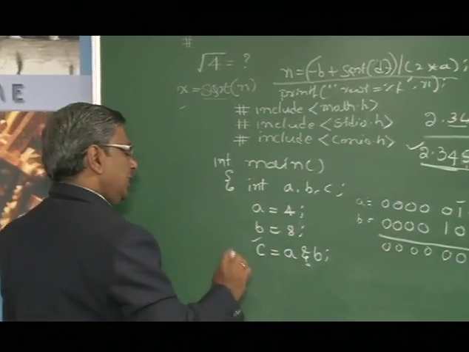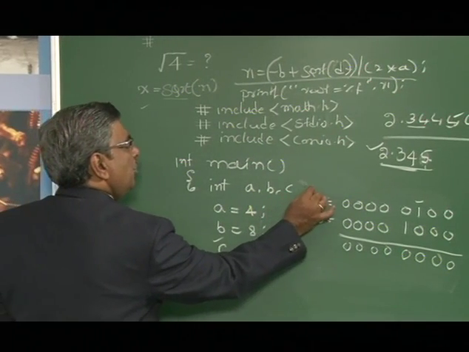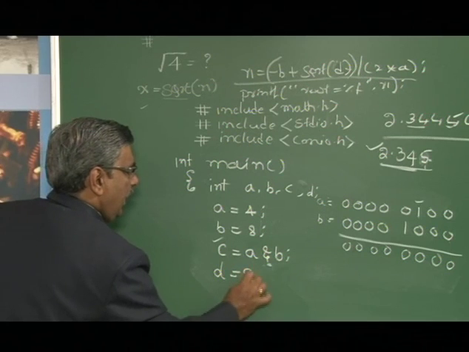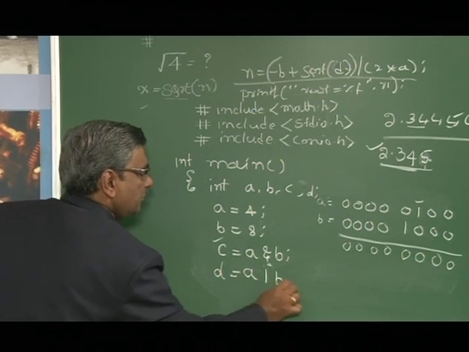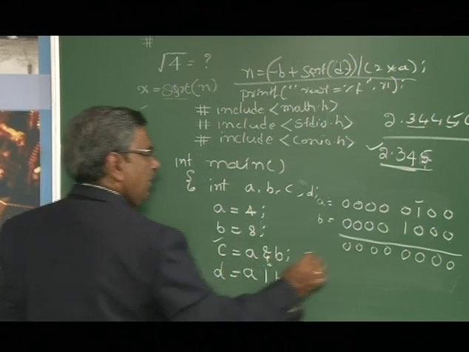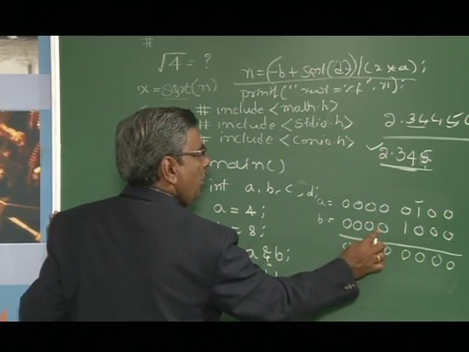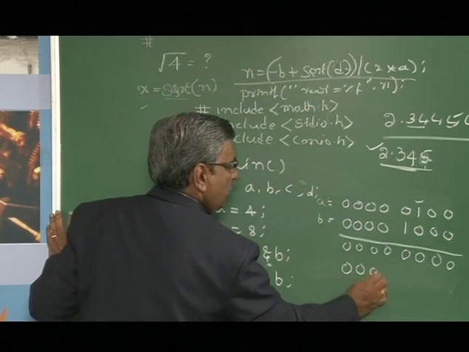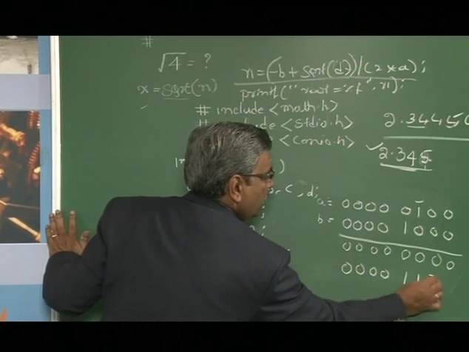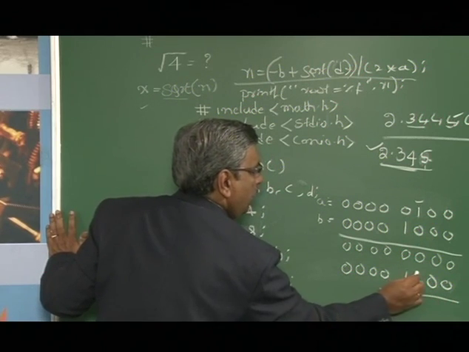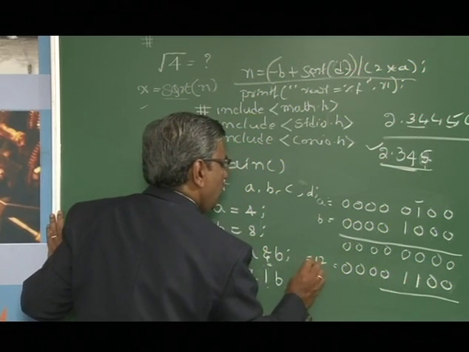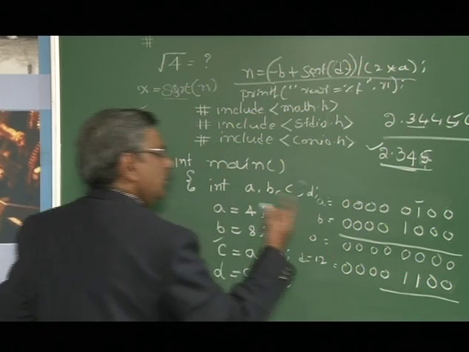How to use the logical operator? Let us introduce one more variable, say D. D equal to A or B. This is the OR operator, the vertical symbol. When you do these two logically OR, the output will be 0 0, here 0 1 output is 1, 1 0 1 0 0. That is 8 plus 4, this position is 8, this is 4. You will be getting 12 for D, and 0 for C.